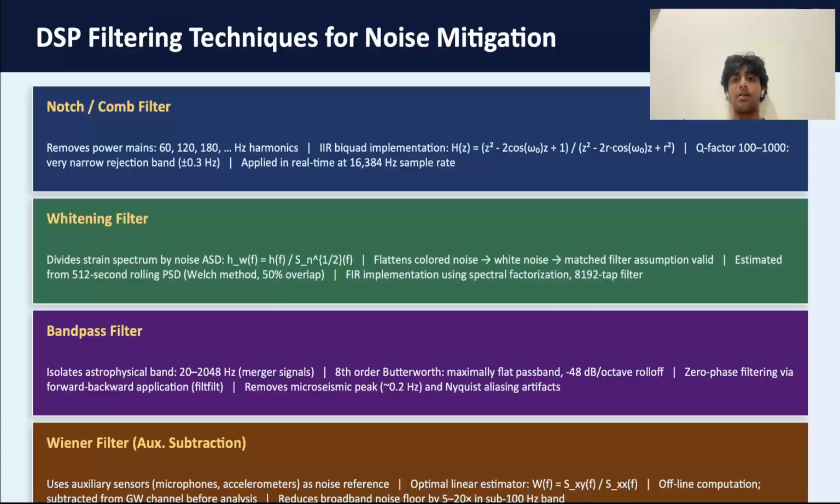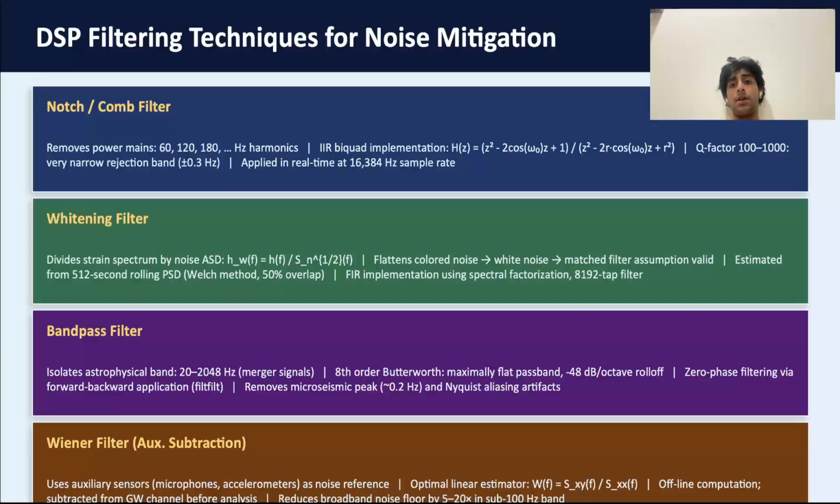Next is the whitening filters, which address a fundamental mismatch. Matched filtering assumes white noise, equal power at every frequency. LIGO's noise is anything but, enormously more power at low frequencies. So we divide the data by the square root of the noise PSD in the frequency domain. Flattening the spectrum, we manufacture the assumption the math requires.